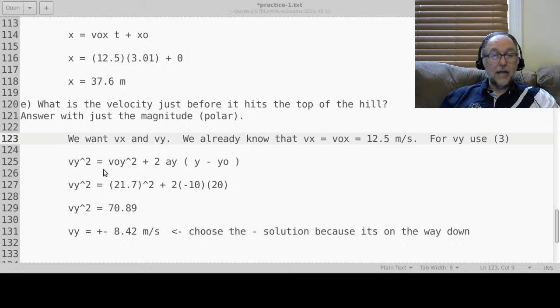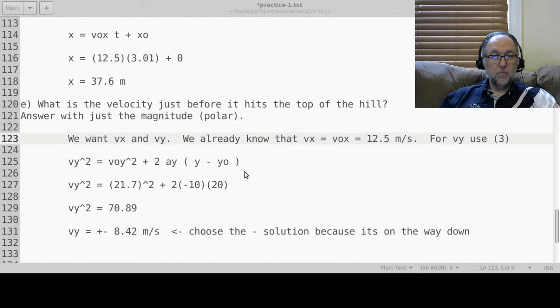I just chose that one. But here it is. So it's Vy squared. That's the y component. That's what we're trying to solve for. Okay, Vy squared is equal to V naught y squared plus 2ay times (y minus y naught). Okay, so there it is. That's equation number 3.